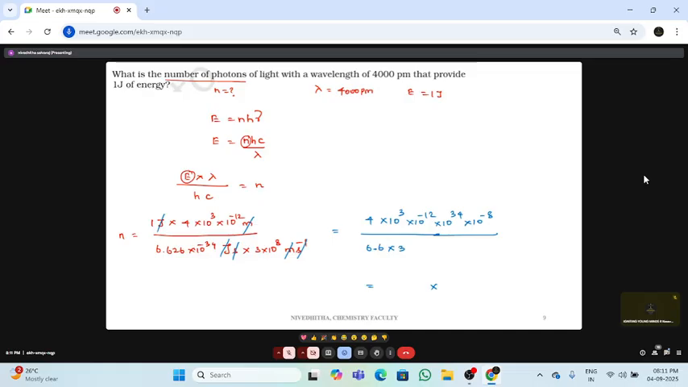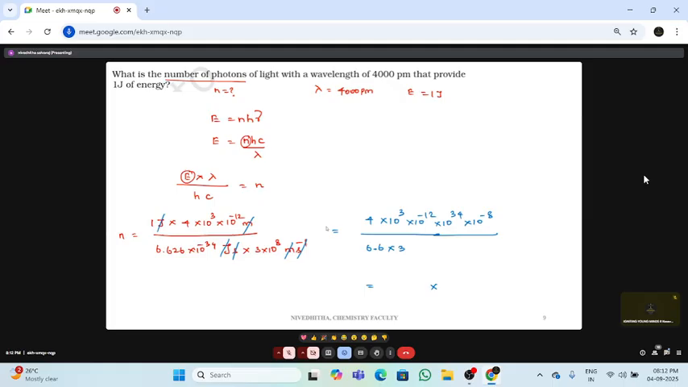Nearly 2 into 10 power 17, ma'am. If you are telling me it is 2 into, then please check the 10 power value now. You told me it is 17, right? Yes, ma'am. 2 into... it is not 17, Kana.